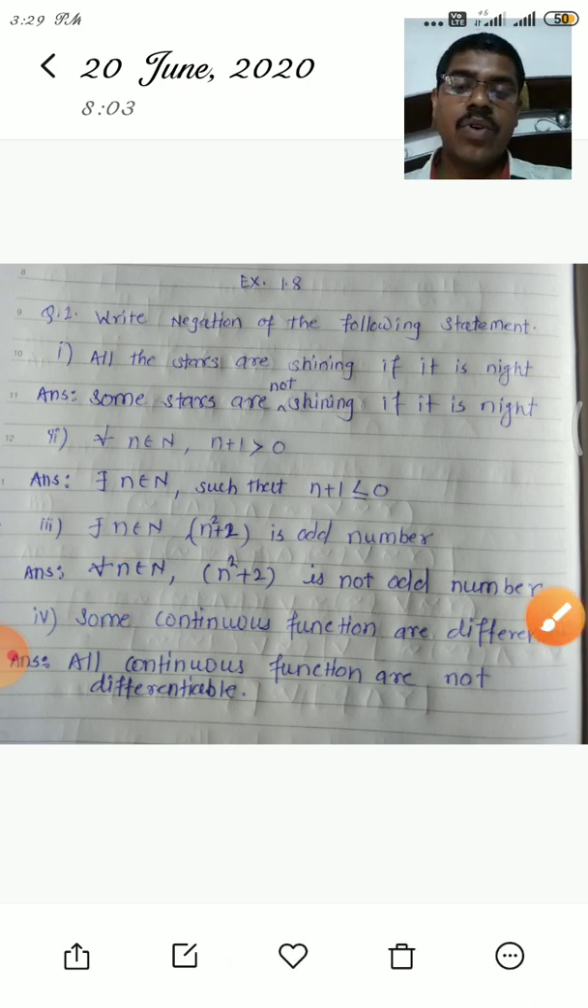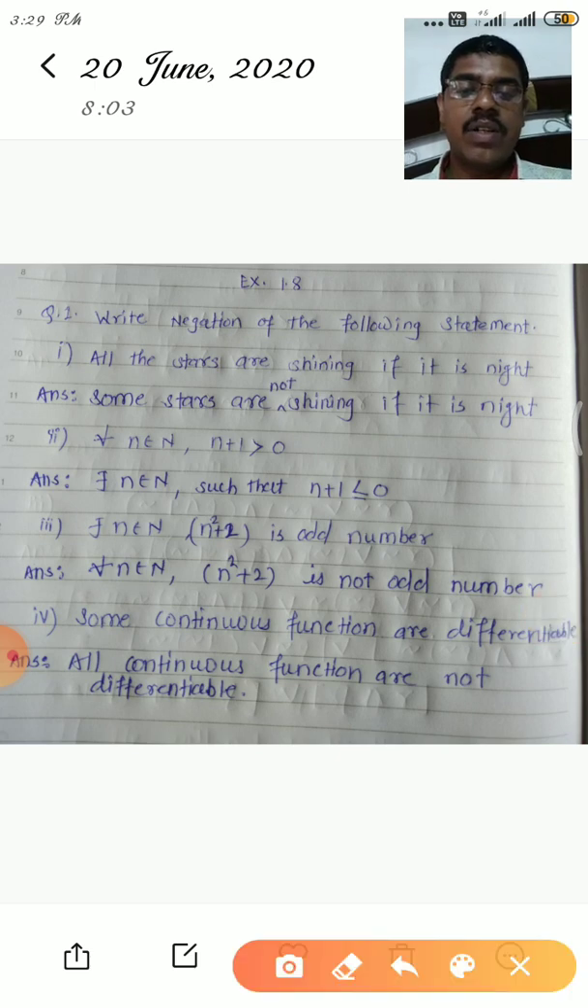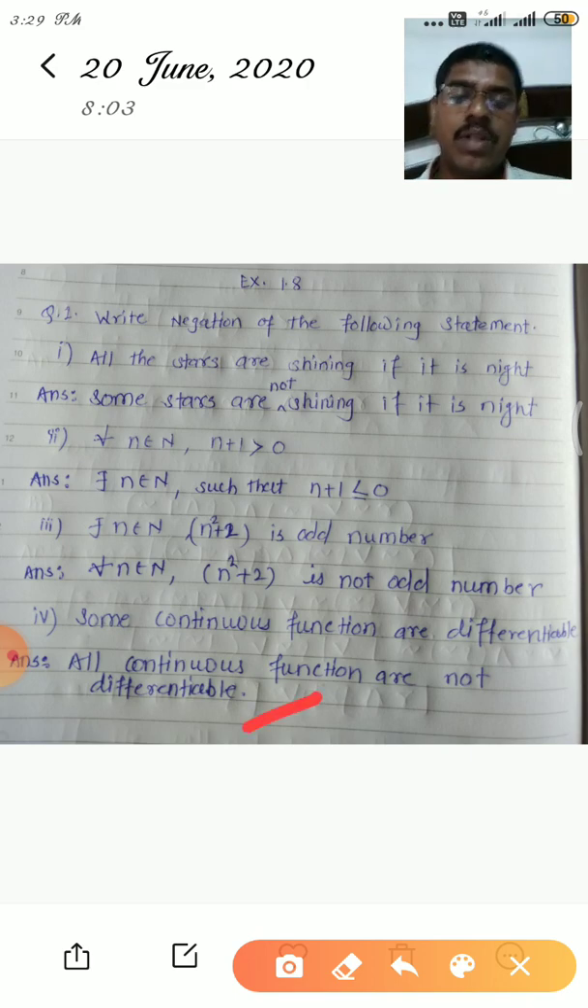Next, some continuous functions are differentiable. We have to convert "some" into "all". That means we replace "some" by "all". For "some continuous functions are differentiable", the negation is: all continuous functions are not differentiable.